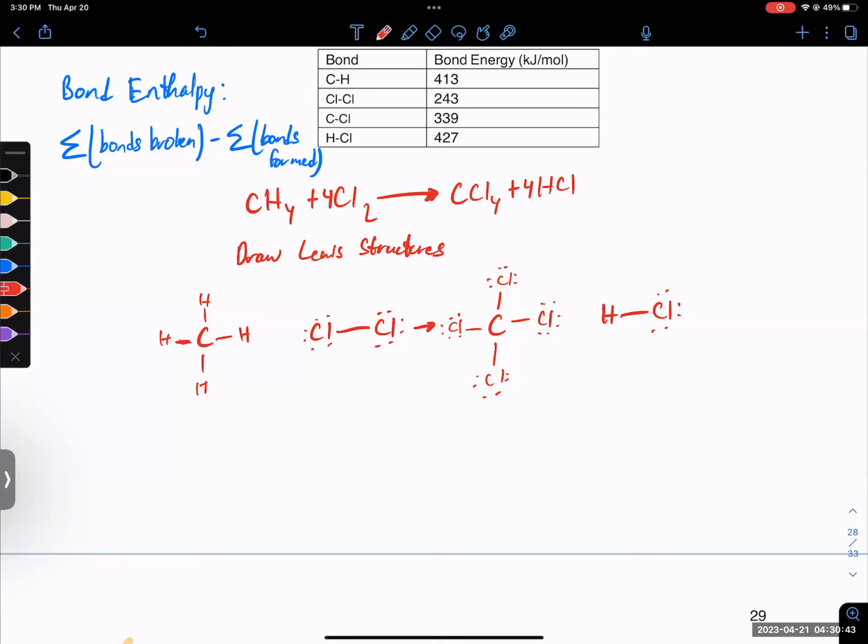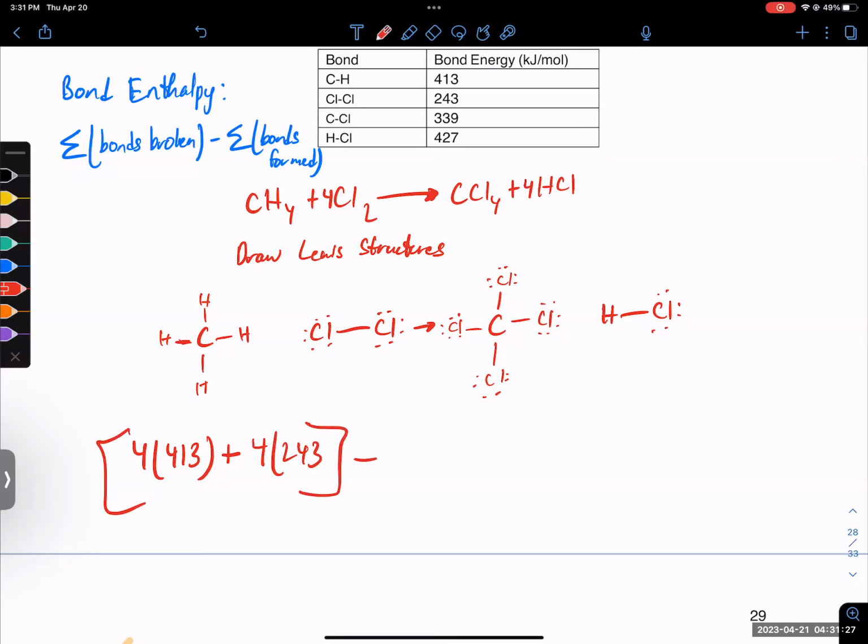So let's just write out the numbers now. What do we put for our bonds broken side? I noticed there's a carbon hydrogen bond, but how many carbon hydrogen bonds do we have on our reactants? 4. So we do 4 times 413. Is that it for our bonds broken? No. The ClCl bond is 243, but how many of those do we have? We have 4 ClCl bonds, because there are 4 of these molecules, from the balanced chemical equation. Yeah, plus 4 times 243. That's our bonds broken side.